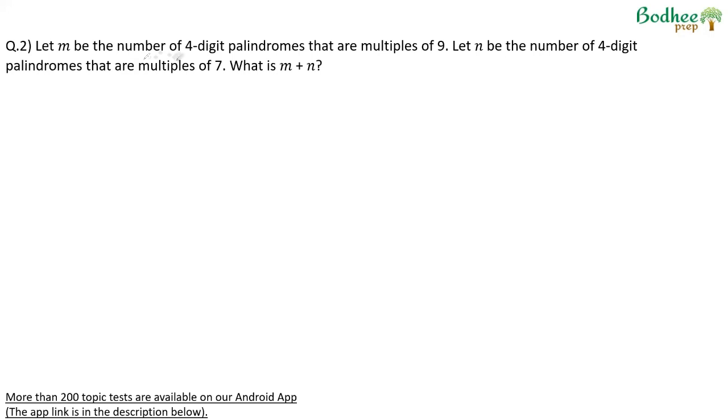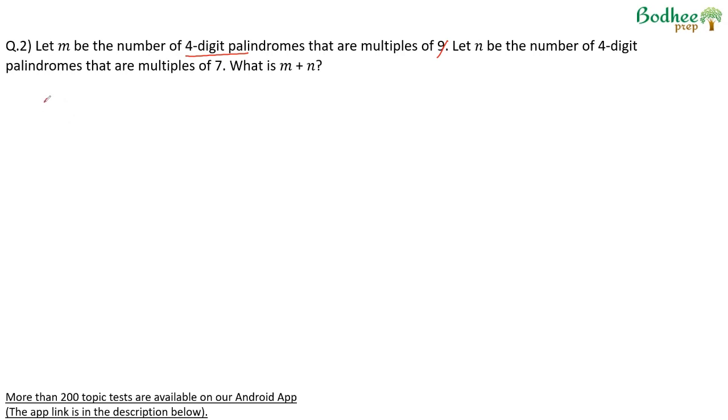Let M be the number of 4-digit palindromes multiples of 9. Palindromes are the numbers which read the same from left and right side. N is the number of 4-digit palindromes multiples of 7. What is M plus N?